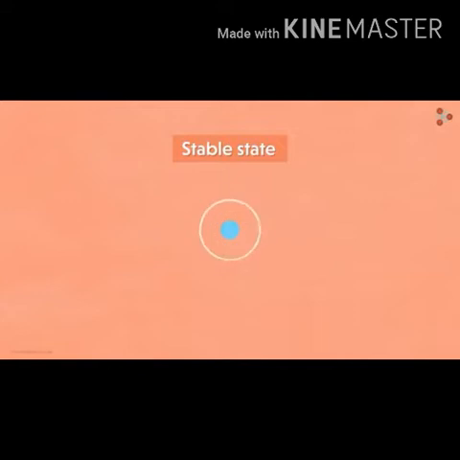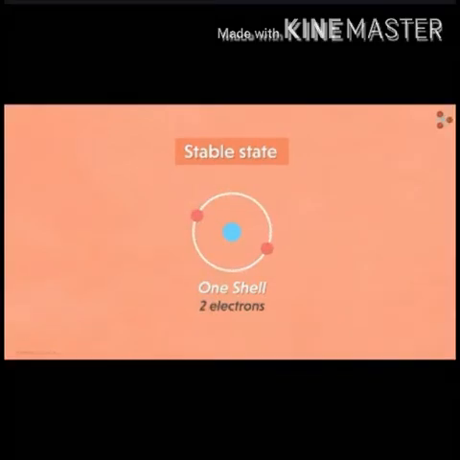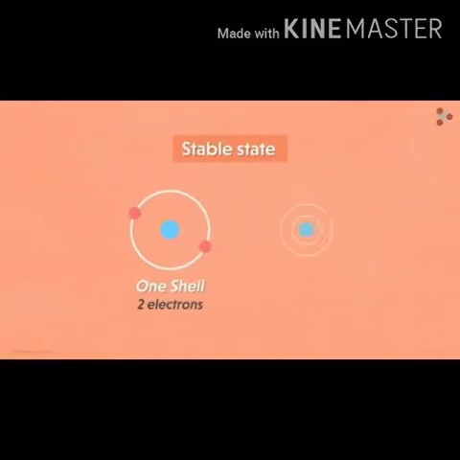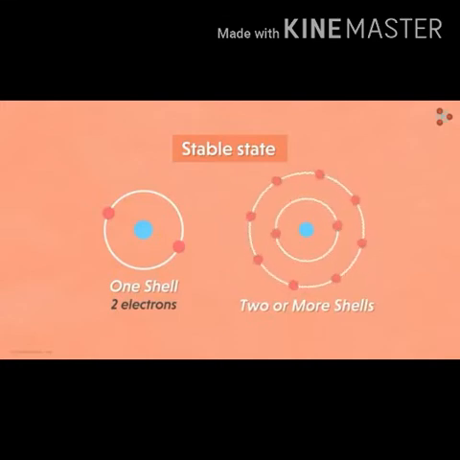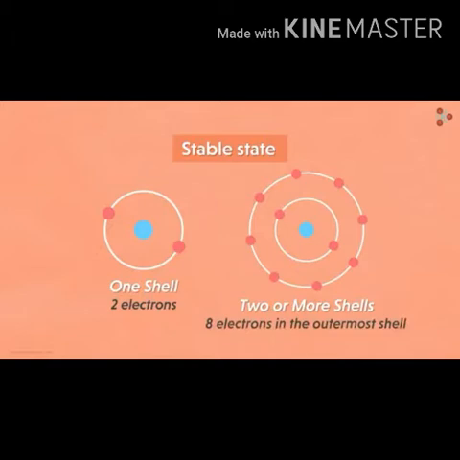For example, if an atom has only one shell, then the stable state can be achieved by completing the duplet, that is, two electrons in the outermost shell or K shell. As the electron holding capacity of K shell is only 2, it does not need any more electrons to get stability. When the atom has 2 or more than 2 shells, the stable state is achieved when the outermost shell contains 8 electrons. It is also called an octet.